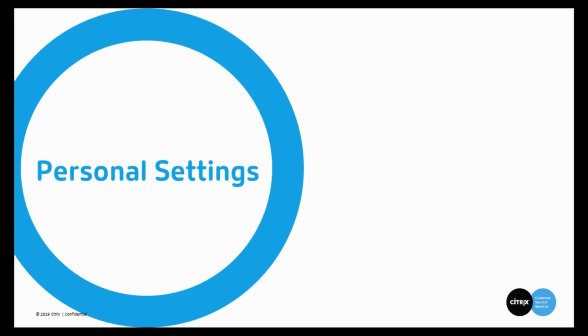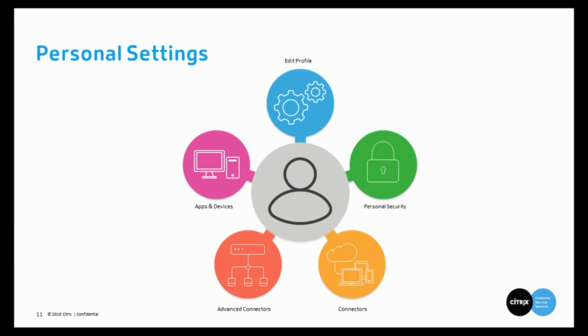Now, personal settings. Perfect. I'm glad to go through personal settings. So our personal settings, we have 5 different settings. We have Edit Your Profile, which is where you can go and easily change your password. You can update your email address and even update email notifications. We also have Personal Security. So this is where you can update your 2-step verification for your phone or any mobile device that you have to provide an extra layer of security.